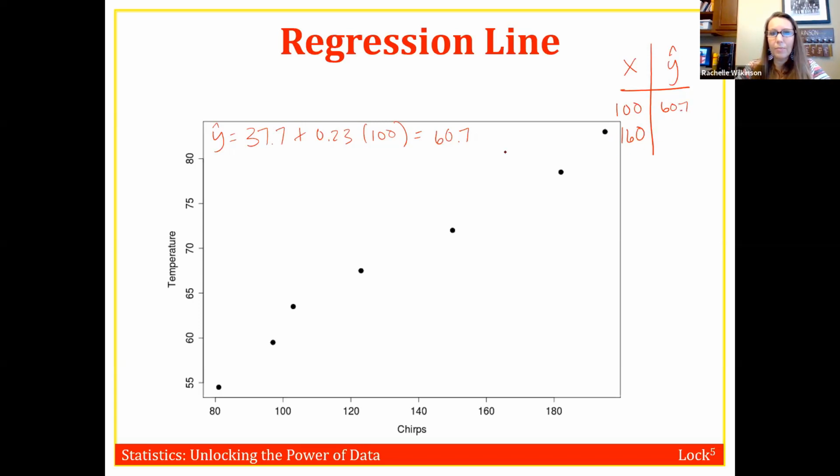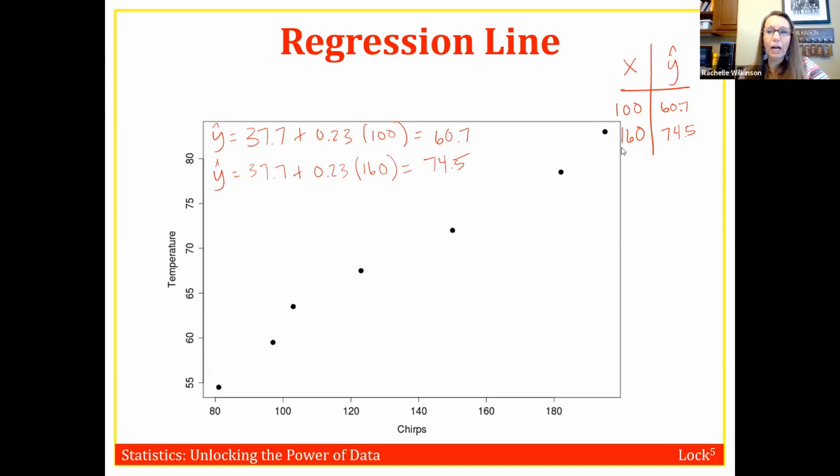Now I'm going to do the same thing with my other x value. So I'll have y hat is equal to 37.7 plus 0.23 times 160 this time. And I get 74.5. All right, so now I've taken these two x values that I've chosen and plugged them in to get two y hat values. So I have two ordered pairs that actually came from my regression line.